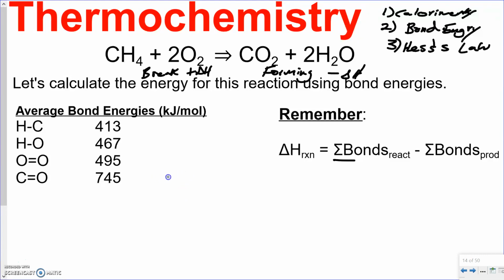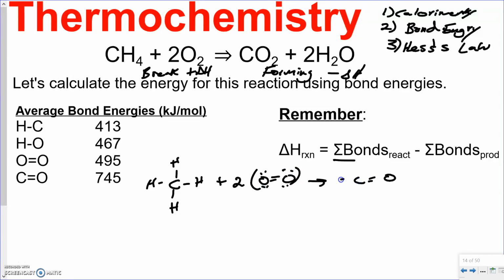Okay, so methane is CH4, so all single bonded carbon to hydrogen. We then have 2 oxygens, which is O double bonded to O. Notice I'm not really playing with my valence electrons, I'm just looking at the bonds themselves, but these would have 4 dots around each oxygen, if you're curious. That's going to go into CO2, which is carbon double bonded to 2 oxygens. And 2 waters, which is oxygen single bonded to 2 hydrogens.